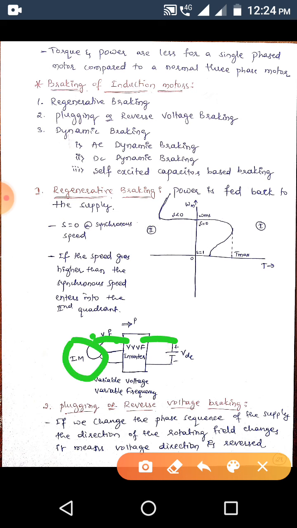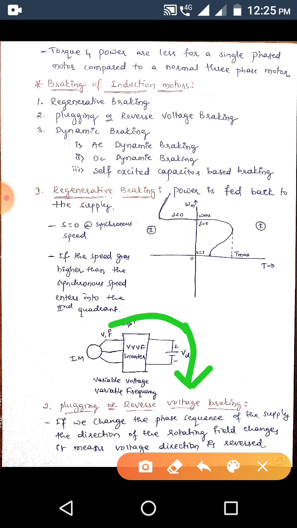So when the speed of the motor is higher than the synchronous speed, at that time the voltage will get back to the inverter, and we are going to vary the frequency of the inverter, so then power will be reversed here. Whatever power we have in the motor will be reversed, so the power is fed back to the power supply.